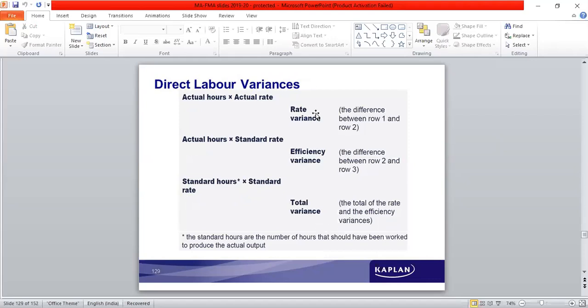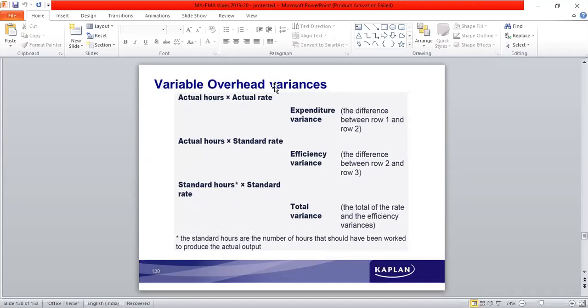In case of labor, it's the same thing. Total variance is divided into rate variance and efficiency variance. The same is the logic even for variable overhead: total variance, where the price variance is called expenditure variance, and efficiency variance.